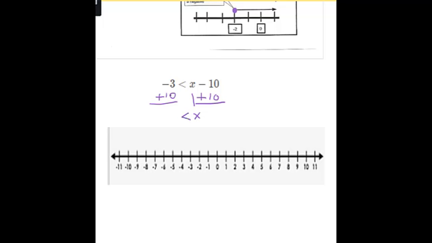And then we have negative 3 plus 10. So again, they're opposite signs. So we subtract 10 minus 3 gives us 7. And we keep the sign of the larger number, which is 10. So it is a positive 7.